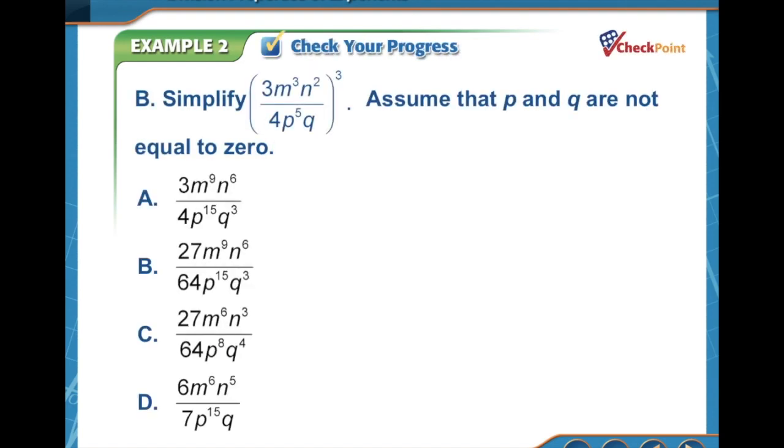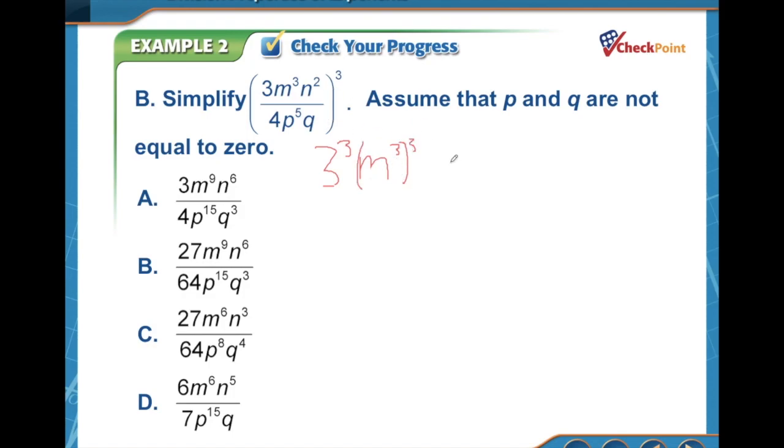Now here is 2b. We're going to use the same process to solve this one. So we see the power of 3 on the outside of our whole sequence here. So we're going to apply that to everything. We're told, assume the denominator is not 0, so we know that's happening as well. So first I'm going to rewrite this and apply my cube to everything. So we have 3, the number 3 cubed. We have m to the third. All of that will be cubed.